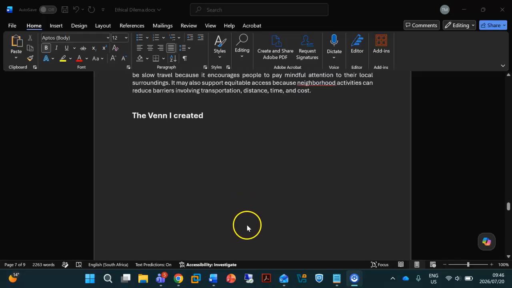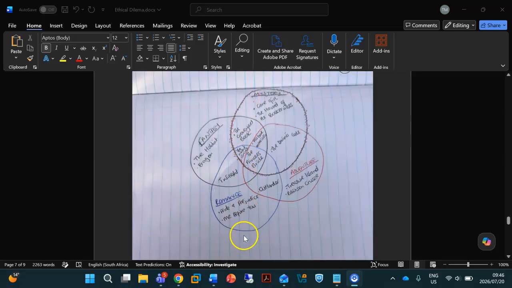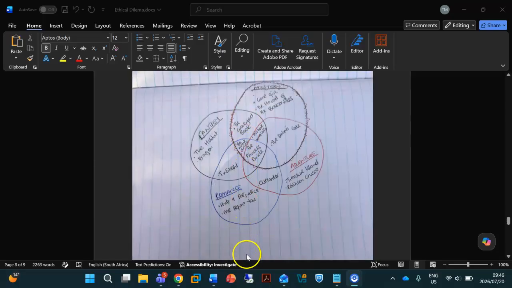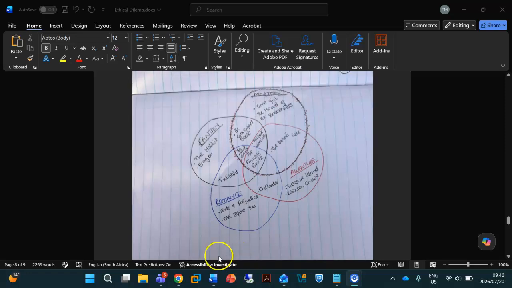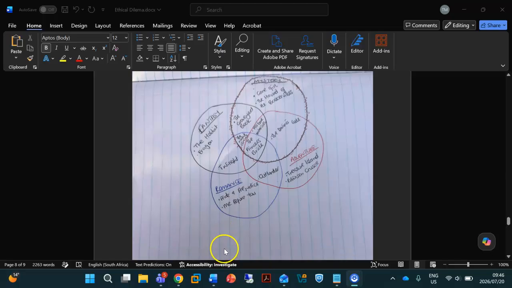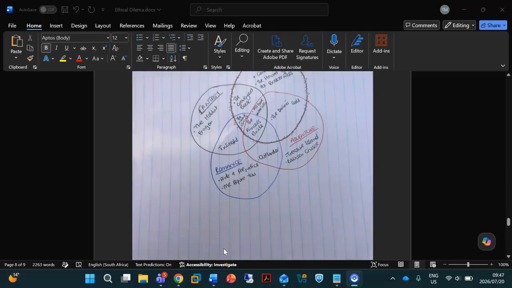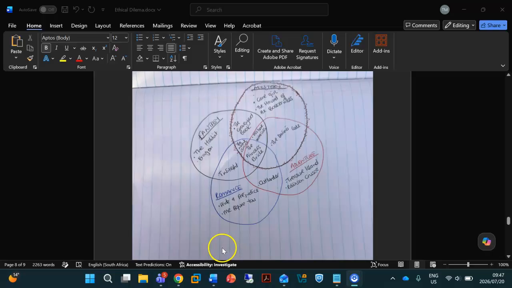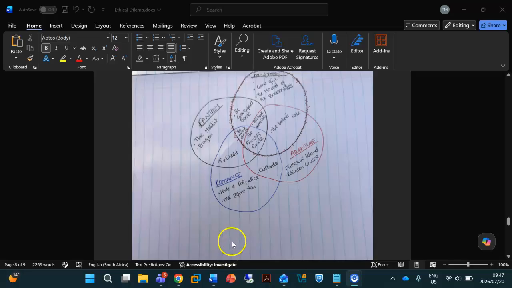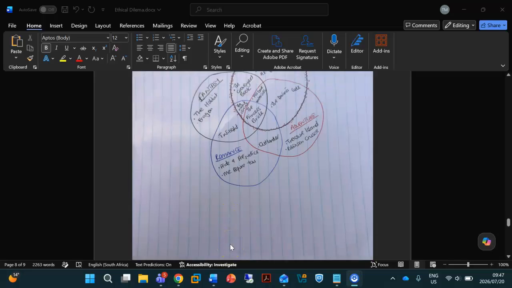Then moving on to the Venn diagram I created. So as a person who likes reading books, I used a genre of novels. So I distributed the novels among fantasy, mystery, romance, as well as adventure. So in fantasy we have The Hobbit and Eragon. Then in mystery we have Gone Girl and The Hound of the Baskervilles. Then in adventure we have Treasure Island and Robinson Crusoe. Then in romance we have Pride and Prejudice as well as Me Before You.